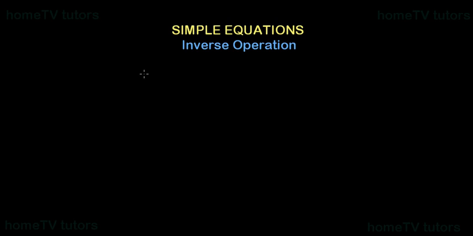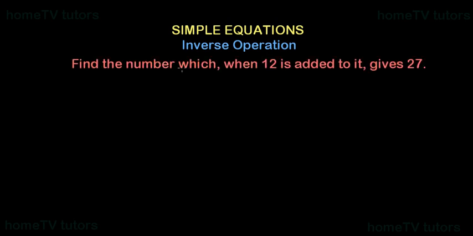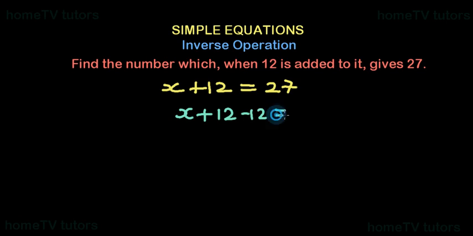The second question is, find the number which when 12 is added to it gives 27. Let x represent the unknown number. So when we add 12 to x, it gives us what? 27. So now let us solve. If we subtract 12 from both sides, which is the inverse of 12, you can see the practical application of all what we have been learning from the previous videos.